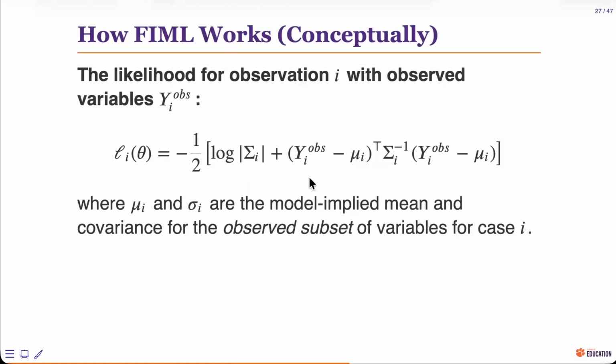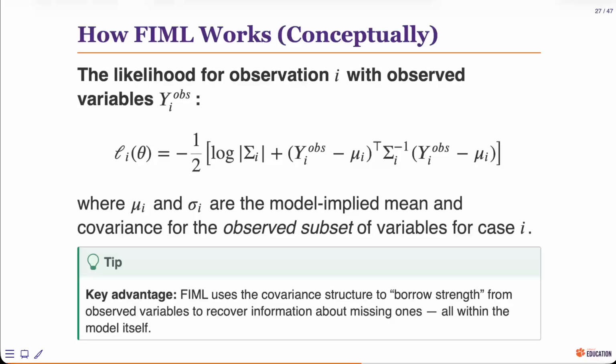So again, this is the likelihood function. This is your multivariate normal log likelihood right here, or actually approximately equivalent to it. It's not exact. Basically, we can resize our covariance matrix and our mean vector to fit the number of observations we have for each case, but then we still use the likelihood as if it were the full likelihood function itself. The key advantage here is that full information maximum likelihood uses the covariance structure to borrow strength from the observed variables to recover information about the missing ones. And it's all within the model itself. So this is a really convenient way of making it work, and when you can use it, it turns out to work quite nicely.